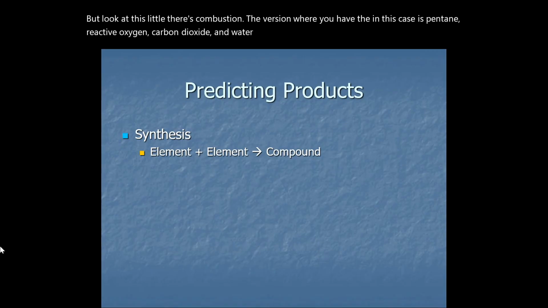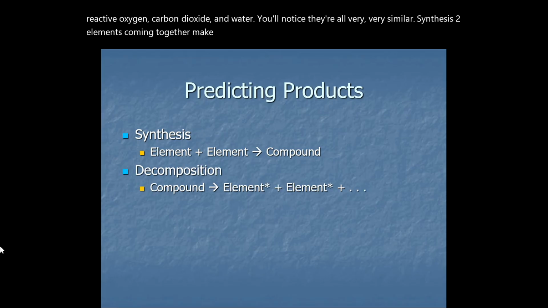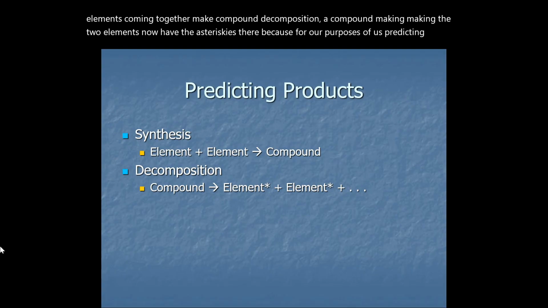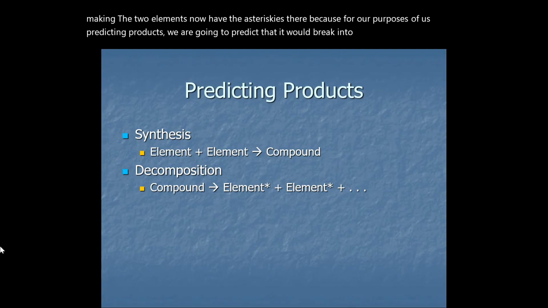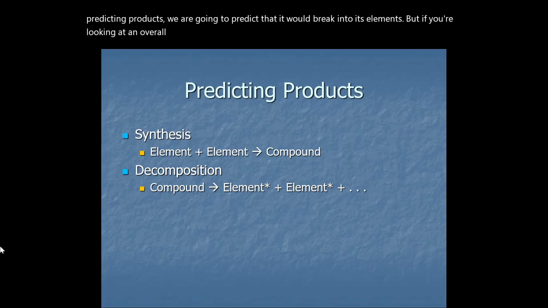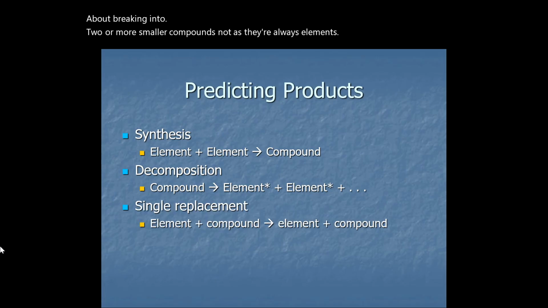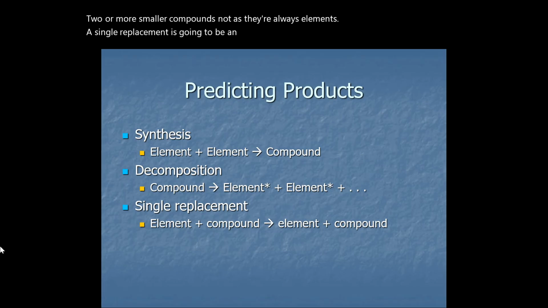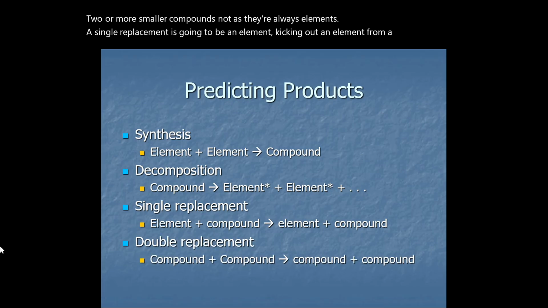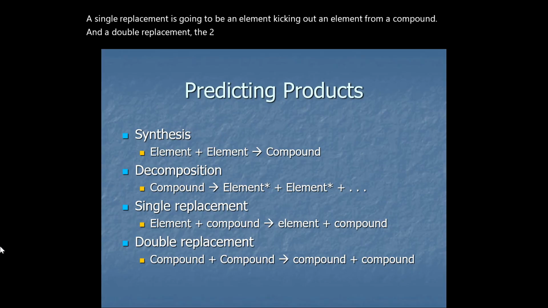You'll notice they're all very similar. Synthesis, two elements coming together to make a compound. Decomposition, a compound breaking into two elements. Now I have the asterisks there because for our purposes of predicting products, we are going to predict that it will break into its elements. But if you're looking at an overall reaction given to you, you might see one compound breaking into two or more smaller compounds, not necessarily always elements. A single replacement is an element kicking out an element from a compound, and in a double replacement, the two cations switch places.